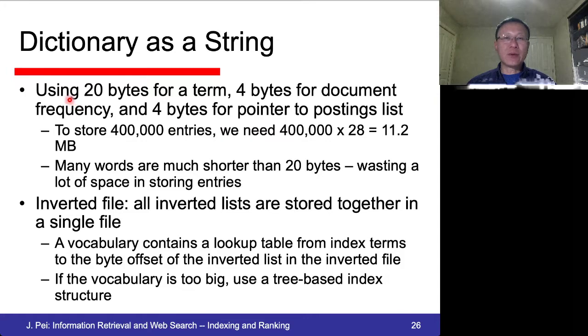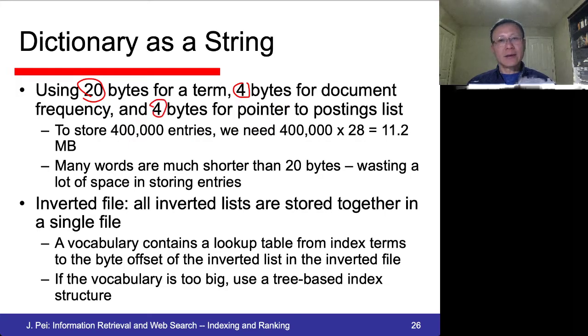One idea is that we can use a dictionary as a string. For example, we can use 20 bytes for a term, 4 bytes for document frequency, and 4 bytes for a pointer to posting lists. In such a way, if we store 400,000 entries, we need 400,000 times 28 bytes, which is 11.2 megabytes. Why 28? Because we have 20 plus 4 plus 4.